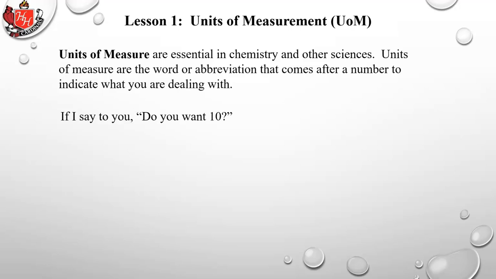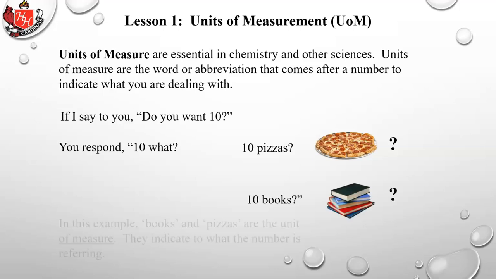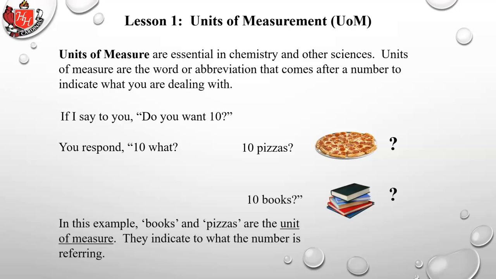If I say to you, do you want 10? You respond, 10 what? 10 pizzas, 10 books. So in this example, books and pizzas are the unit of measure. They indicate what the number is referring to.